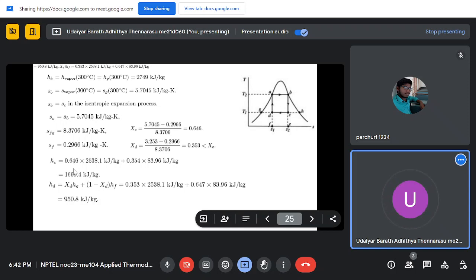So here previously you know SD, you know SG, SH. Using that you calculate XC, XD, and same for XC. And enthalpy at this point is just HF plus X into the difference HG minus HF. So that's what is being given. You can calculate HC and HD. So you know all the enthalpies here now. So you know HB is 2749.